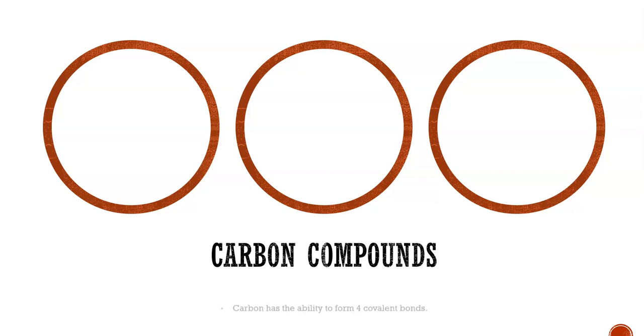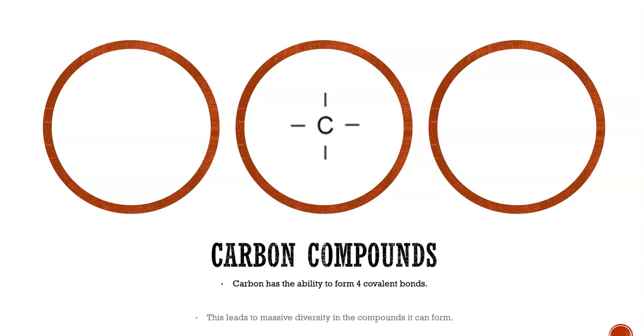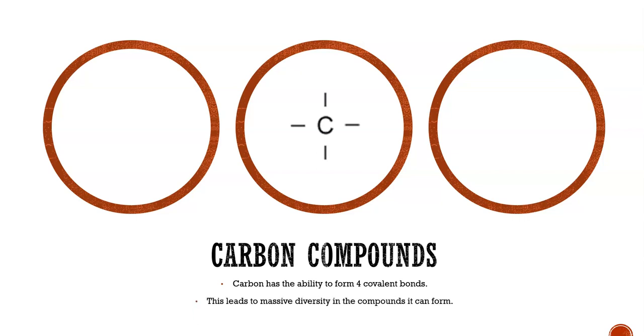So first of all, our carbon compounds. Carbon has the ability to form 4 covalent bonds. You should remember that from your earlier years of science. However, if this is a bit of revision and it's a bit rusty, don't panic. This leads to massive diversity in the compounds that it can form, because it's got 4 choices of elements, or molecules, that can bond to it.